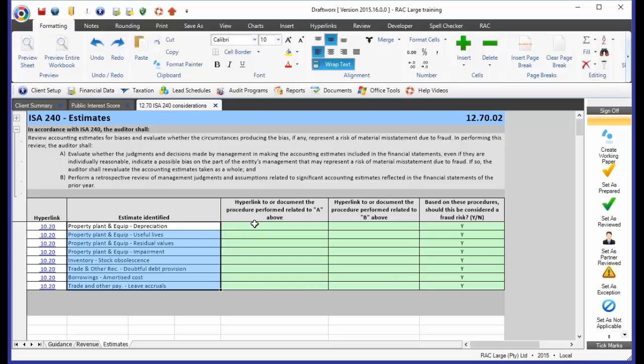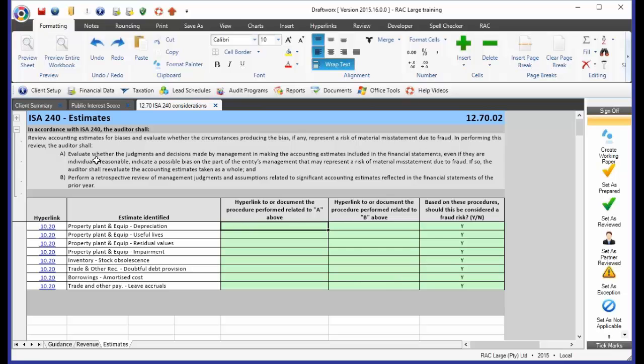We now need to go and do 2 procedures on every single estimate in the financial statements. At this point, I'm still in the planning phase. Maybe you don't have the information at your disposal to do these procedures, so it might be something you need to do once you arrive at the client, or maybe you need to send a planning team out before the audit commences to hold these discussions.